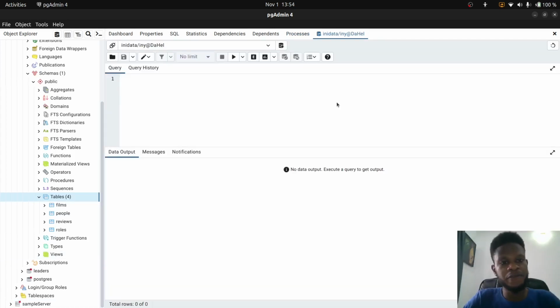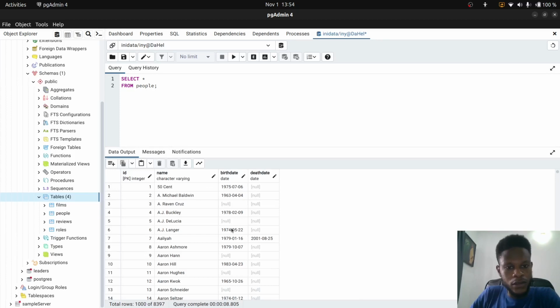Let's start by viewing the information in our people table. Let's select everything because I want to see all the columns from the table people. Okay, so this is what the table contains. It contains the ID column, the name column, the birth date, and the death date. And we're supposed to calculate the percentage of people who are alive.